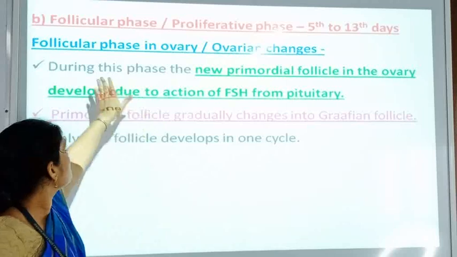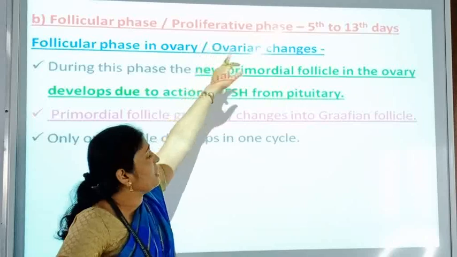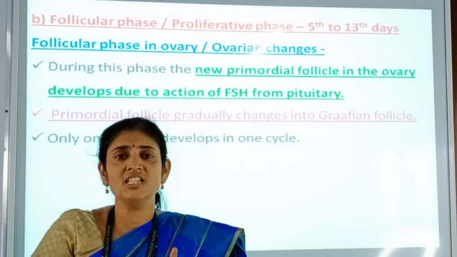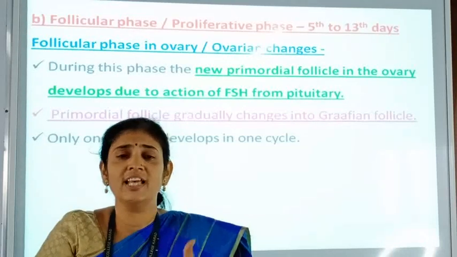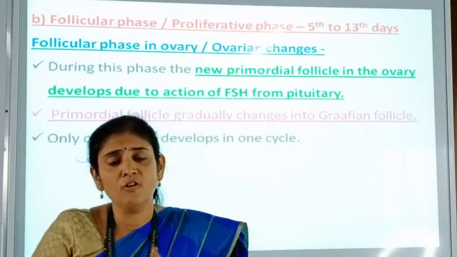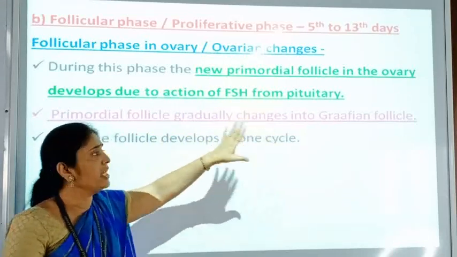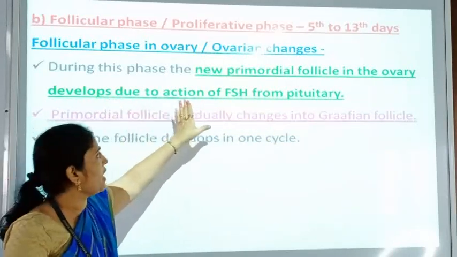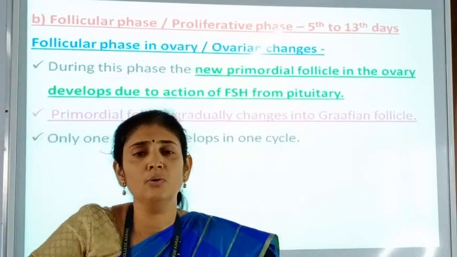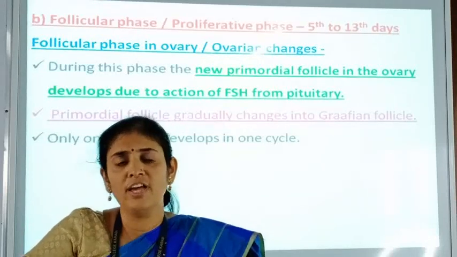So here this follicular phase in the ovary is called the ovarian changes and the proliferative phase is called the uterine changes. Simultaneously the changes are taking place in the uterus as well as in the ovary. First we have to see what changes are taking place in the ovary. So here during this phase the new primordial follicle in the ovary starts developing and due to the action of FSH from the pituitary the primordial follicle starts into developmental changes.